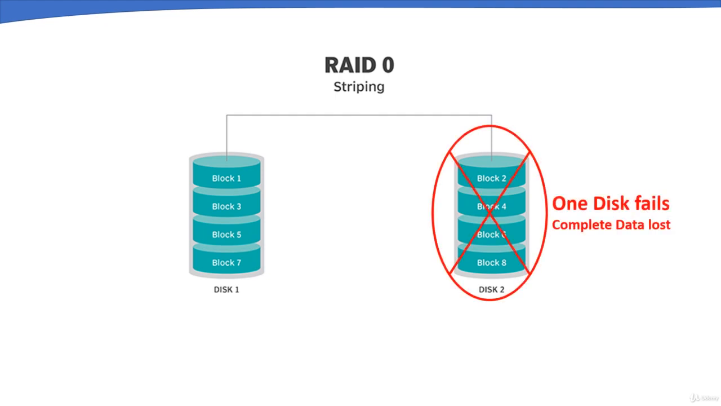RAID 0 is not fault tolerant. It means that if one drive fails, all the data in RAID 0 are lost. It should not be used in mission critical systems where data loss is not affordable. An advantage of RAID 0 is that operation speed is faster as there are 2 disk drives for data operation.